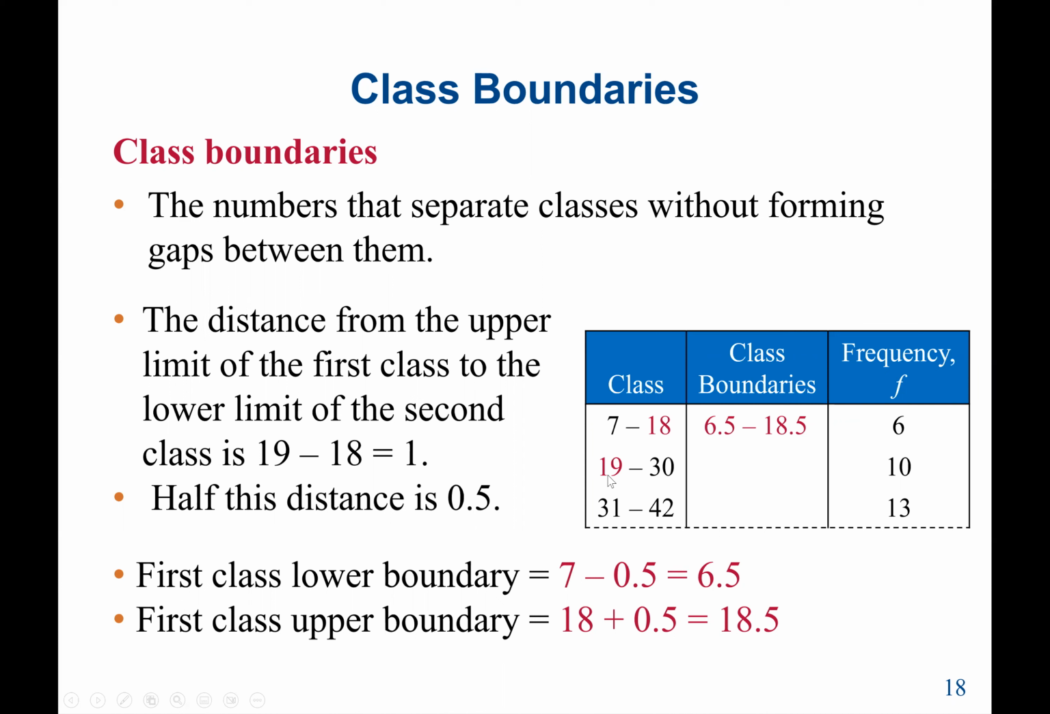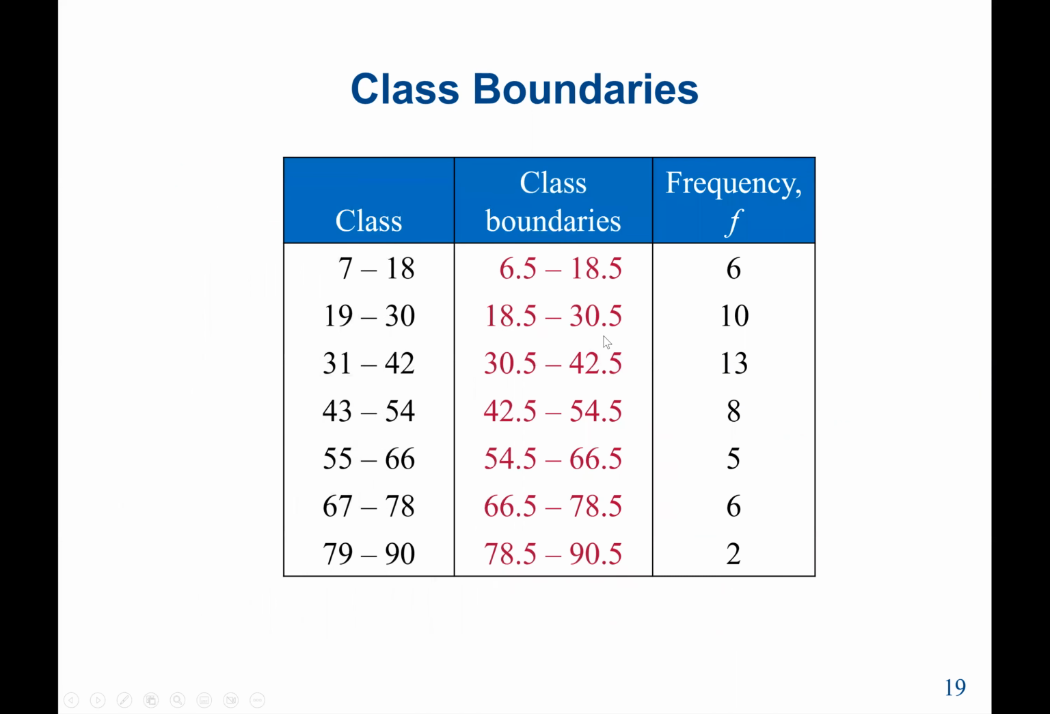We do the same thing with the next class: 19 gives 18.5, and 30 gives 30.5. Then 31 gives 30.5, and 42 gives 42.5. And these are the class boundaries. So again, to find the class boundary, we find the difference between 19 and 18, or even 30 and 31. The difference will always be 1, since the class interval widths are the same. Then we divide by 2, which gives 0.5. We subtract 0.5 from the lower limit and add 0.5 to the upper limit, giving 6.5 to 18.5. Our frequency remains the same.